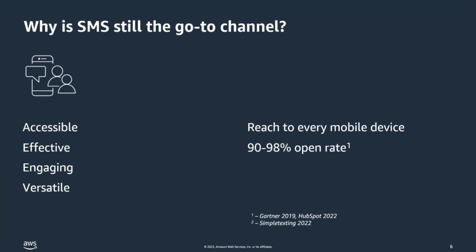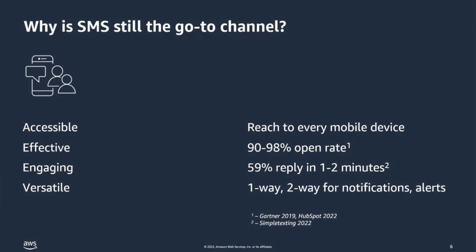It's a very effective means to communicate with customers. Various studies show that the open rate for SMS is anywhere between 90 and 98%. This also leads to a high level of engagement. So in cases where you do need a reply from users, up to 59% reply within 1 to 2 minutes. And it's very versatile, as we mentioned, for one-way use cases, two-way appointment reminders, booking notifications, alerts. There's a variety of ways you can use SMS to reach your user base.